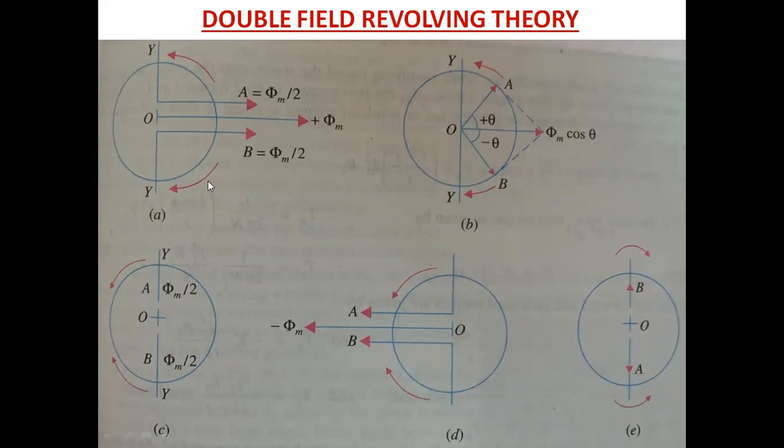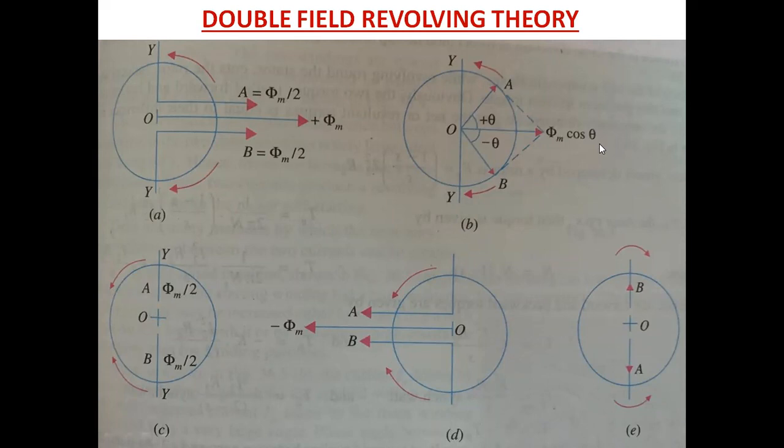After some time, A and B will have rotated through an angle: A rotates at an angle plus theta and B at an angle of minus theta. What is the resultant flux? It is the sum of A plus B. So the resultant flux is 2 into phi m by 2 cos of 2 theta by 2, which implies the resultant flux is phi m cos theta.